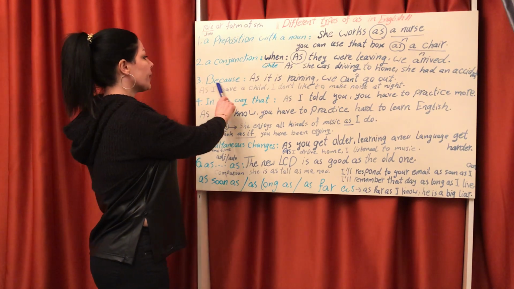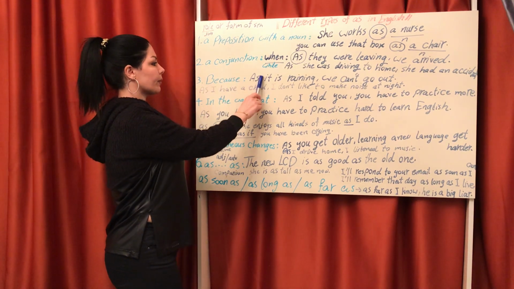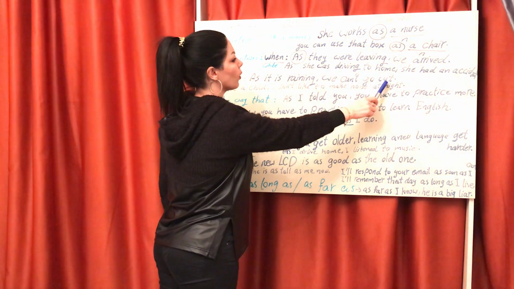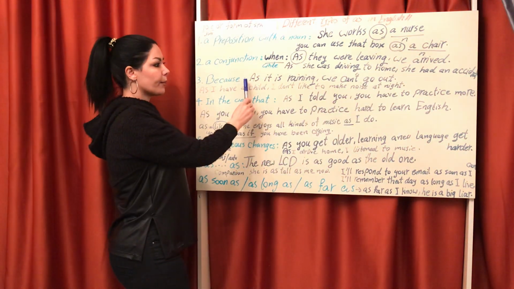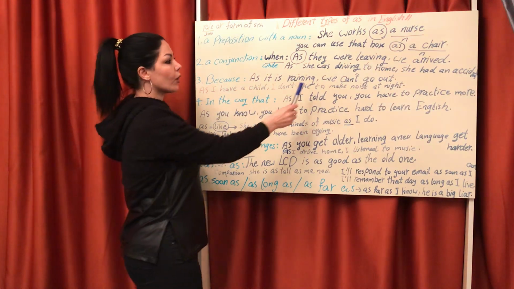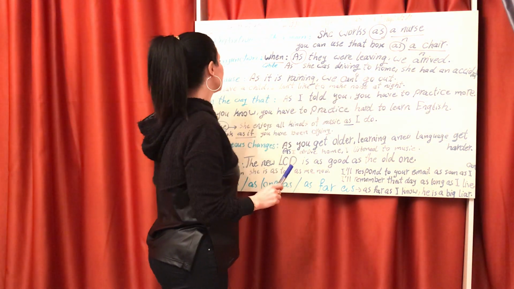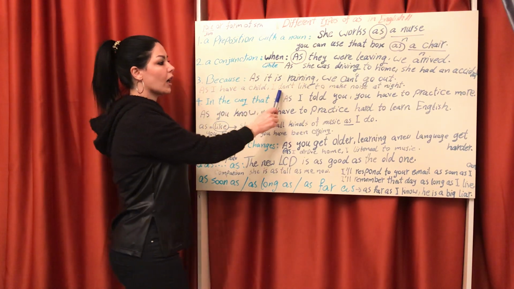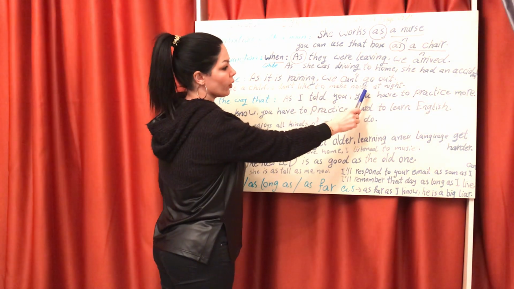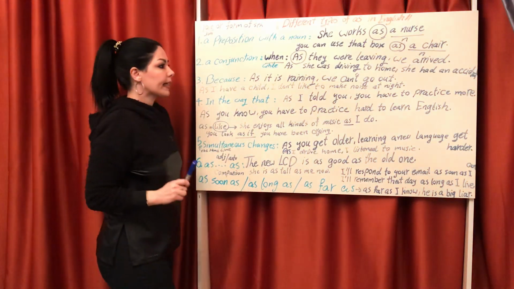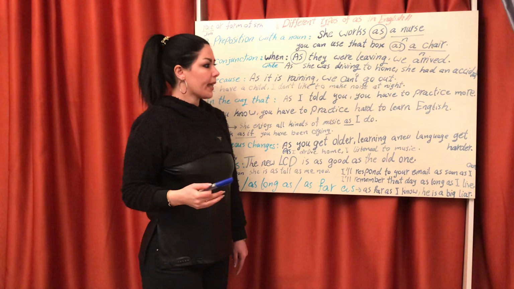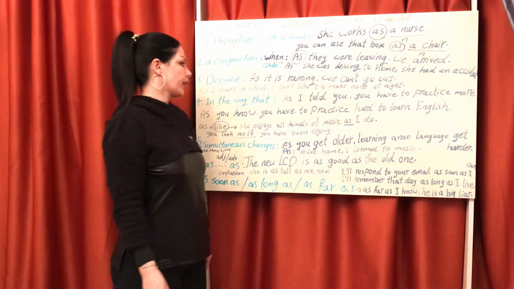Number 3, because. Here, as means because. As it's raining, we can't go out. It means because it is raining, we can't go out. And the other example, as I have a child, I don't like to make noise at night. It means because I have a child, I don't like to make noise at night.